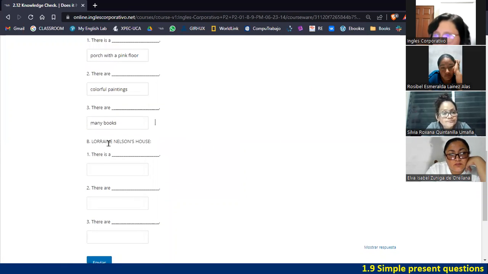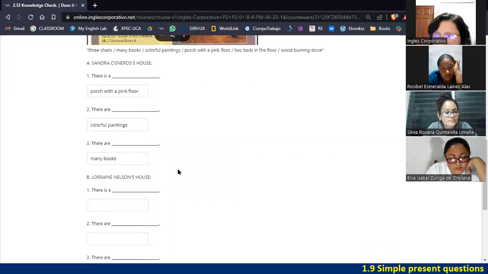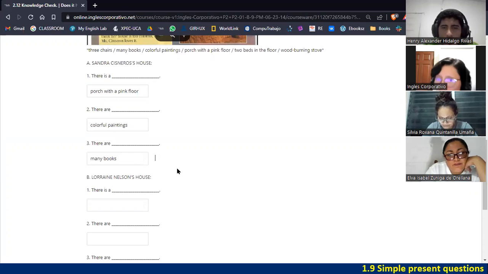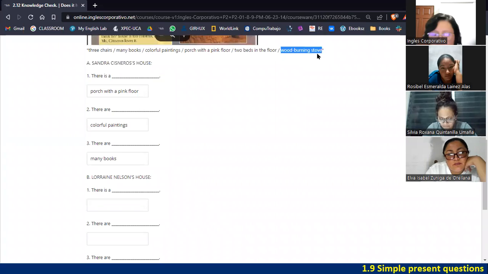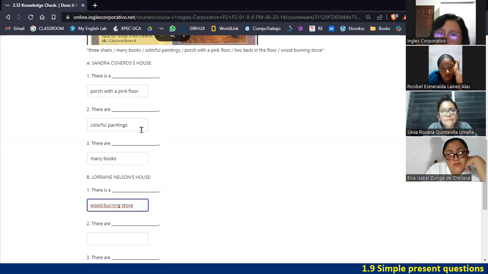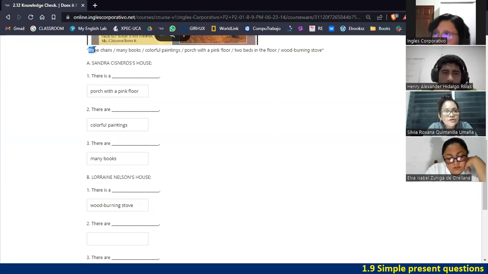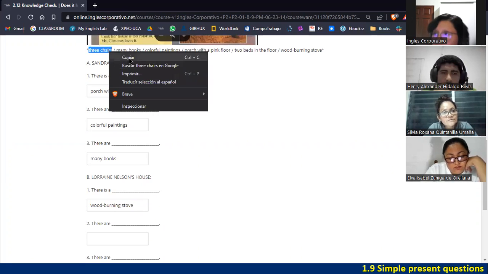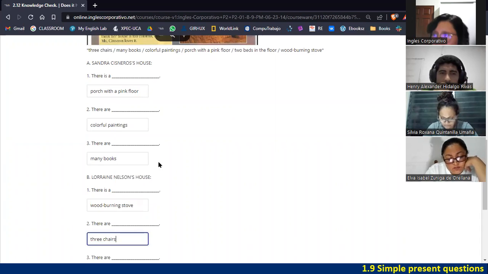Let's move on to Lorraine Nelson's house. There is a what? Singular. A wood-burning stove. Exactly, a wood-burning stove, right? I'm going to copy and paste. What about number two? There are, plural. Three chairs. Three chairs. Very good. There are three chairs, right? I'm going to copy and paste.